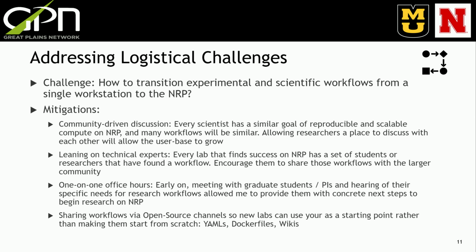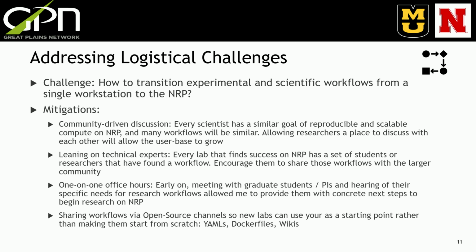And so a big part of what helped within GPN were things like community-driven discussions, because generally scientists within the same field have very similar goals, right? They're trying to create reproducible and scalable compute, and so their workflows likely won't differ too much. Certainly there will be standouts that are very different from their colleagues, but oftentimes if one researcher or one educator has figured out how to do this workflow, they can share it with others in the same department.